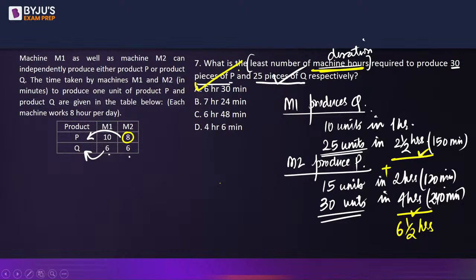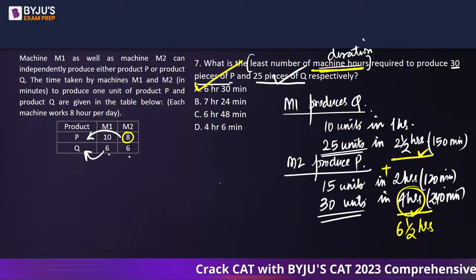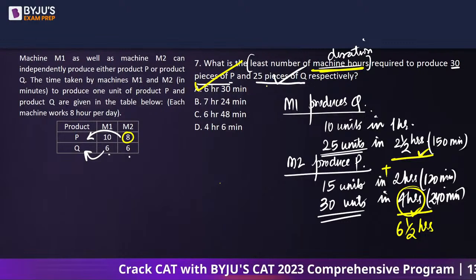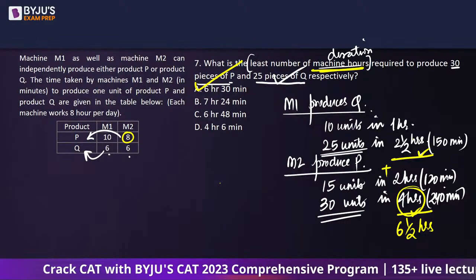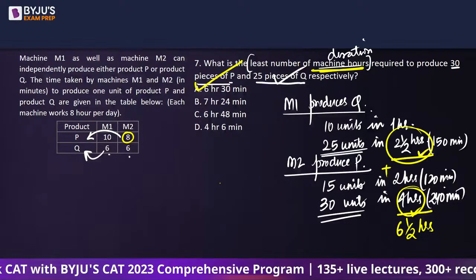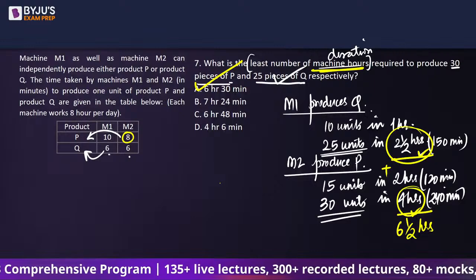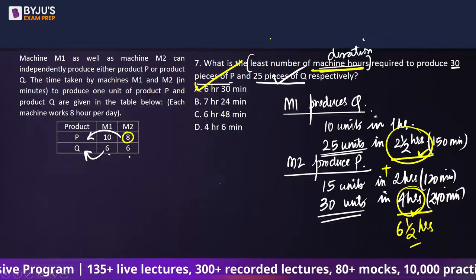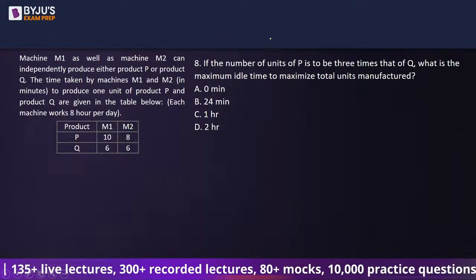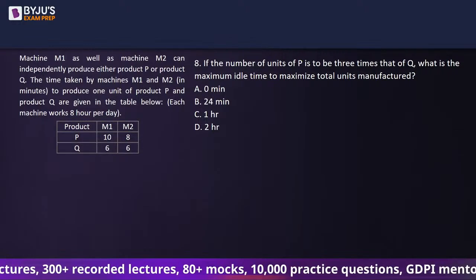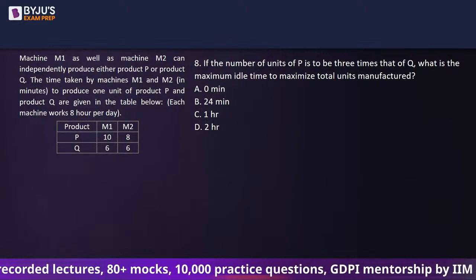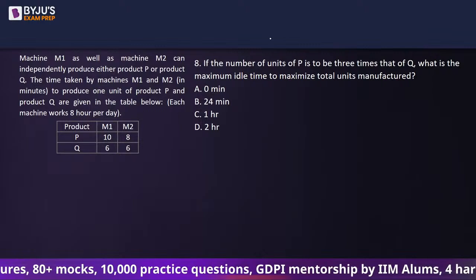So we did not need to look at the combination. The simple question was, what is the least number of machine hours required to produce 30 units of P? What is its minimum time? That is 4 hours. What is the least number of machine hours required to produce 25 pieces of Q? What is its duration? 2.5 hours. What is the total sum, as in 6.5 hours? That will be Option A. Okay? Okay, next question. Before I move towards the next question, is there any doubt here in the chat?